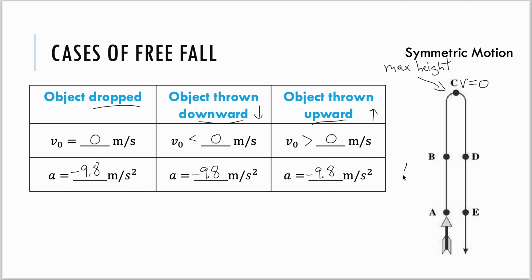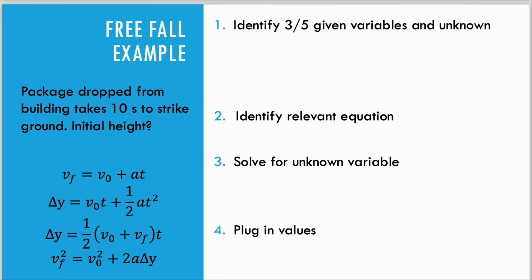The other thing is that the time to go up is equal to the time to go down. This can be helpful sometimes. And finally, the initial speed is equal to the final speed. Now the velocities are different because they're in opposite directions, but the speed, the actual value, the number, is the same for both. Let's do one final example for free fall problems.